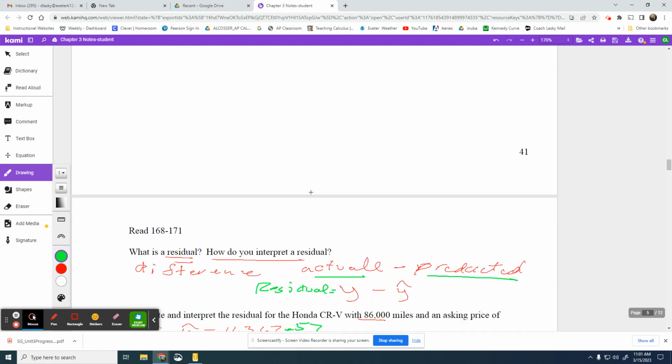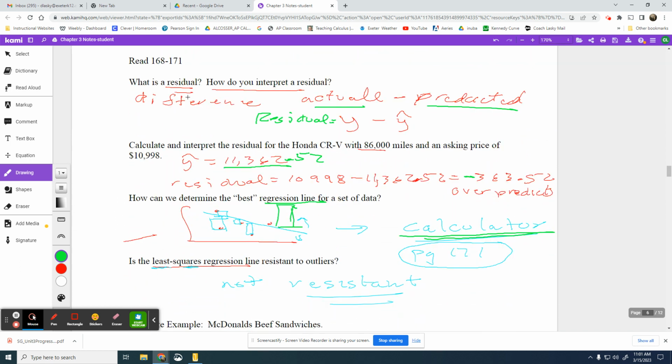So let's move to the next piece. So what is the residual? And how do you interpret the residual? So the residual is this. It's y minus y hat. That's the residual. So it's the actual minus the predicted.